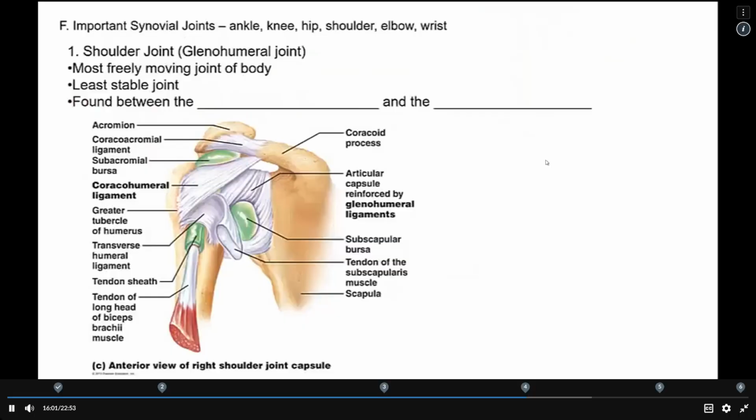What I'm going to mention next are some important synovial joints, by that I mean major synovial joints. These include your ankle, knee, hip, shoulder, elbow, and wrist. I'm just going to highlight one of those, which is your shoulder joint, also known as the glenohumeral joint. This is the most freely moving joint in your body, and as a result, it is the least stable. It is found between the scapula and the humerus, as you can see in the picture here.